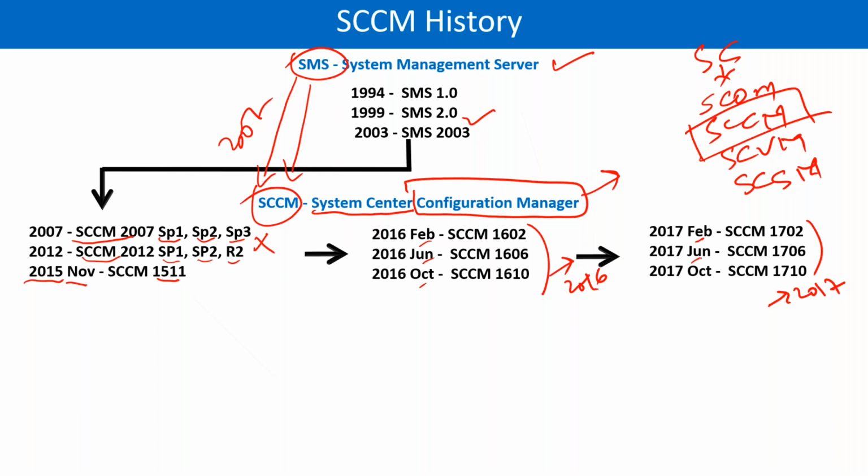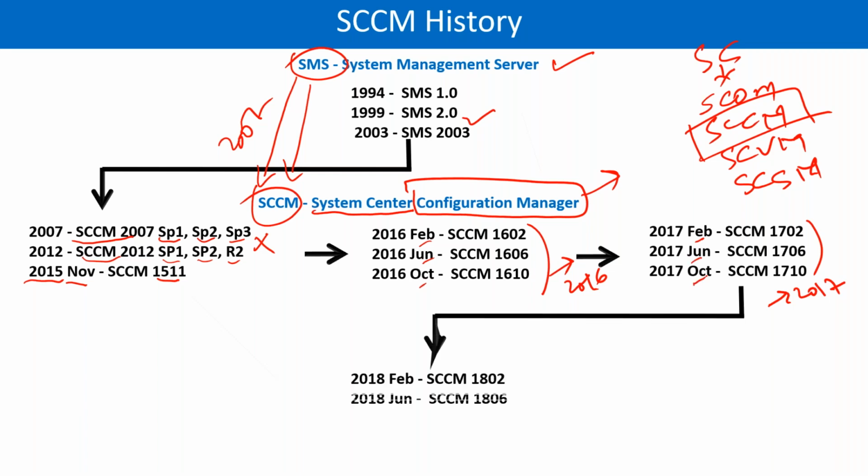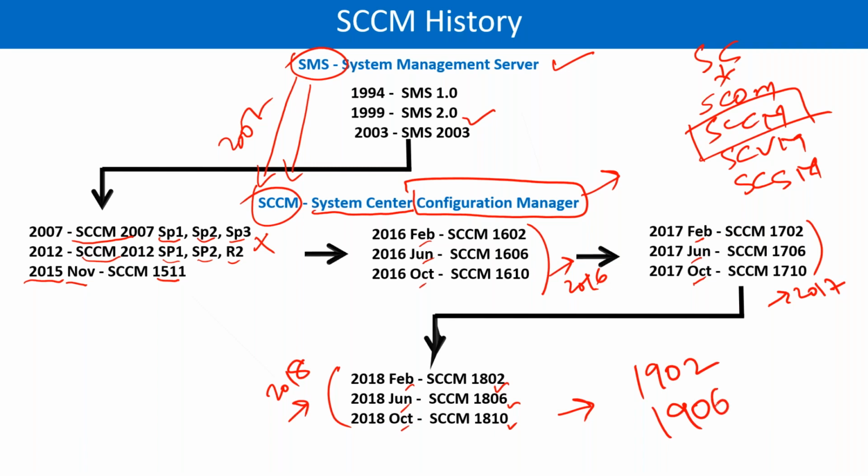Similarly, February, June, and October. Then in the year 2018, these are the three versions released: February, June, and October, 1802, 1806, and 1810. This year they have released 1902 and 1906. This is the one which can be taken into production. This one is in technical preview, so you cannot take 1906 into production. 1902 is the latest and greatest version which can be taken into production.